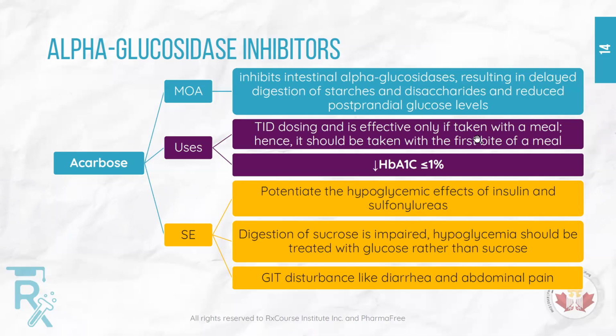So my question was, if a patient is taking acarbose and the patient went through hypoglycemia and I want to give him some sugar, which one would I give him? Can I give him sucrose, for example?